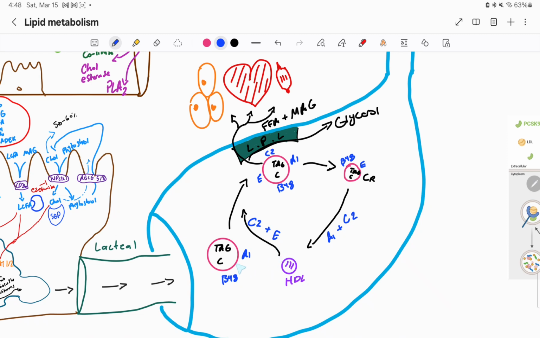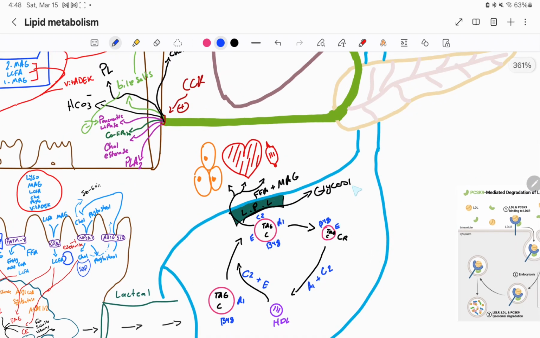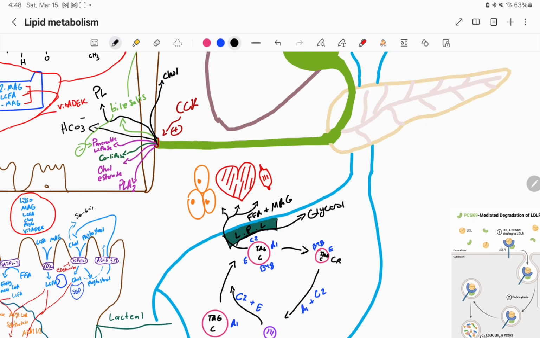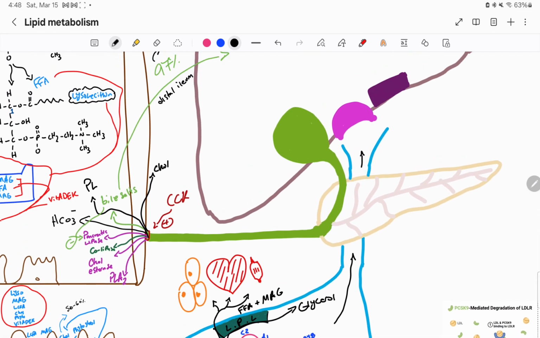So you notice at the start, the HDL gives it ApoC2 and ApoE, but then when the chylomicron remnant gives it back, it only gives back the ApoA1 and the ApoC2, but it keeps the ApoE. Now, this chylomicron remnant will continue to circulate until it reaches the actual liver. So it goes to the portal vein, and then it reaches the liver right here.